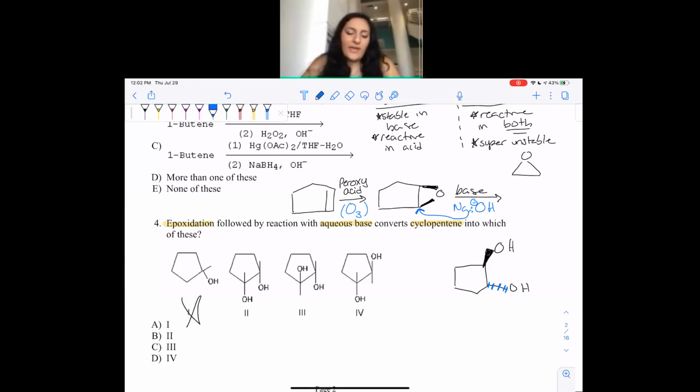But what if we had the opposite? What if we had this? This is becoming very disorganized, I apologize. Now which side is the nucleophile going to attack? Is it going to come from the wedge side or from the dash side?